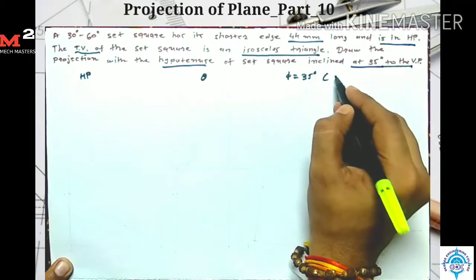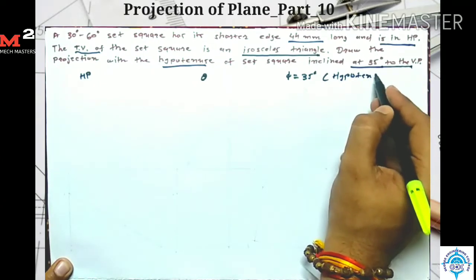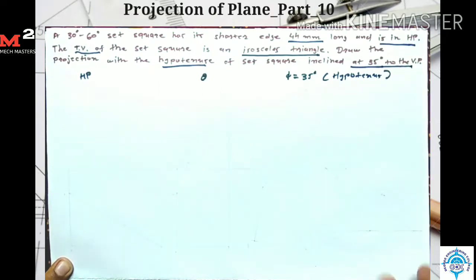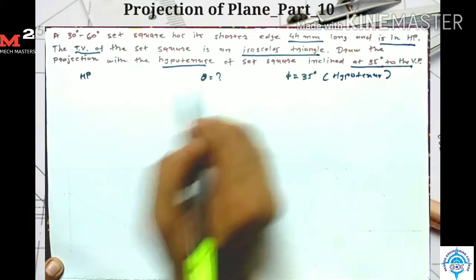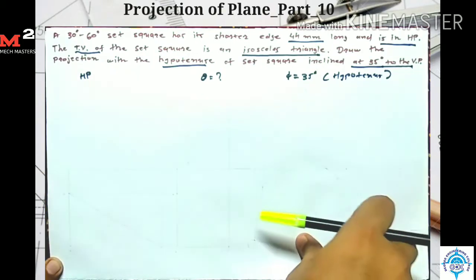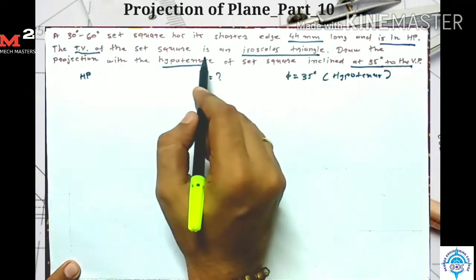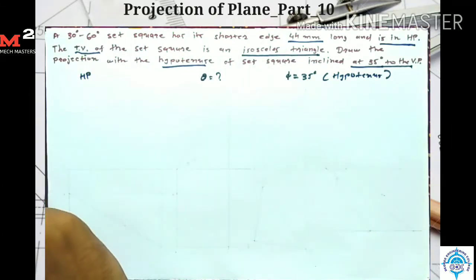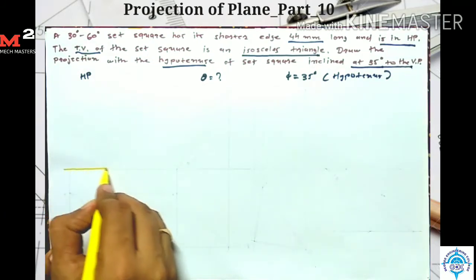And it's made by the hypotenuse of the set square. Now here theta is not given for the second stage. But one condition is given, that the top view of the set square is seen as an isosceles triangle. So first I draw one reference line here.